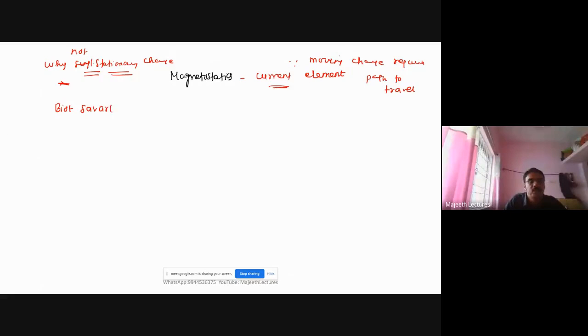As per the Biot-Savart law, H, the magnetic field, is equal to I dl cross R vector divided by 4 pi R square. This is the Biot-Savart law. Here H is the magnetic field, and I dl is the current element. It is a vector quantity with both magnitude and direction. Magnitude is I, direction is the dl direction. I dl is nothing but a current element.